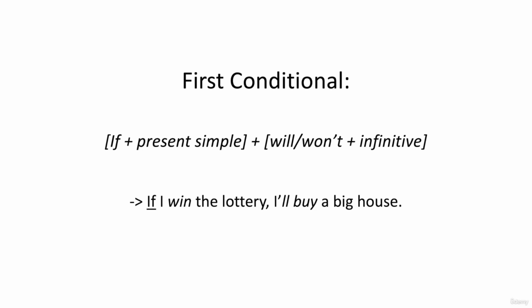If I win the lottery is the subordinating clause. It is at the beginning of the sentence, therefore we follow it with a comma. And we use the present simple form of the verb win. I'll buy a big house is the main clause. Therefore we use the auxiliary verb will with the infinitive form of the main verb to buy.